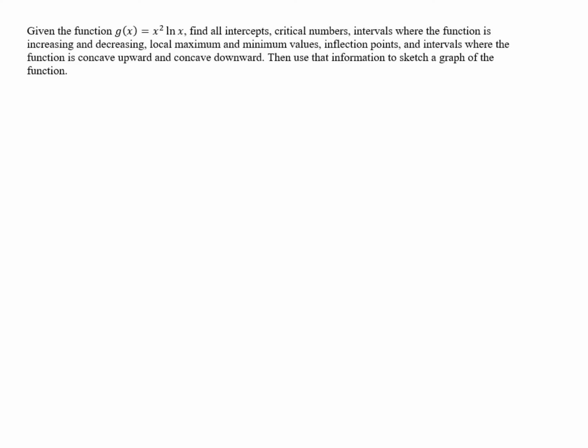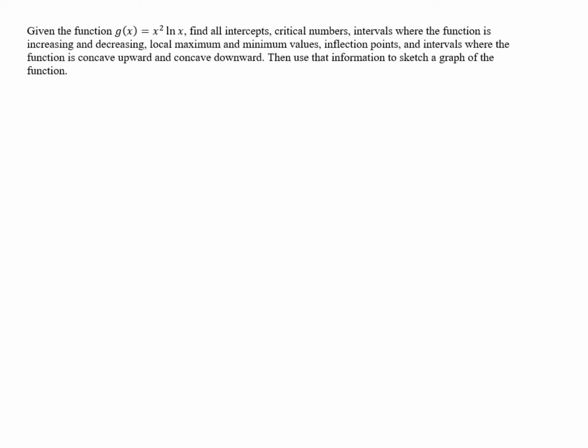Given the function g of x equals x squared ln of x, find all intercepts, critical numbers, intervals where the function is increasing and decreasing, local maximum and minimum values, inflection points, and intervals where the function is concave upward and concave downward. Then use that information to sketch a graph of the function.